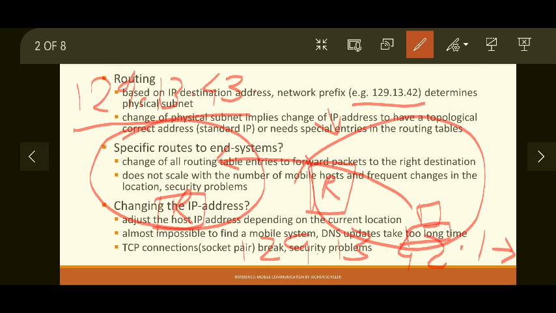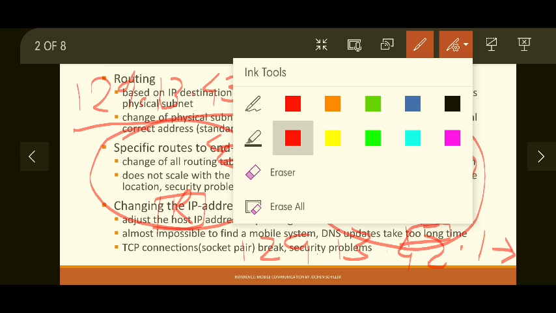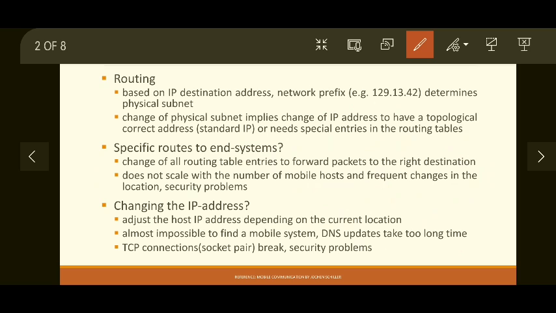But in mobile networks or in mobile communication system, this situation occurs very frequently. Most of the users, or many users, are mobile, and they will frequently change their location from one cell to another cell. So every time they change the cell, their IP addresses will change, and corresponding routing table entries will also have to be changed. So what are the quick solutions for this problem?